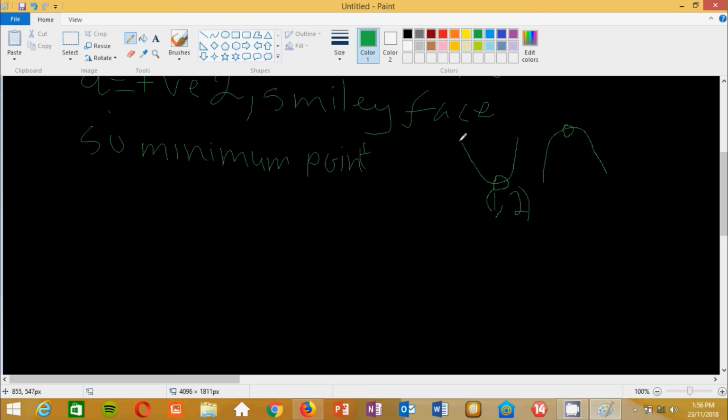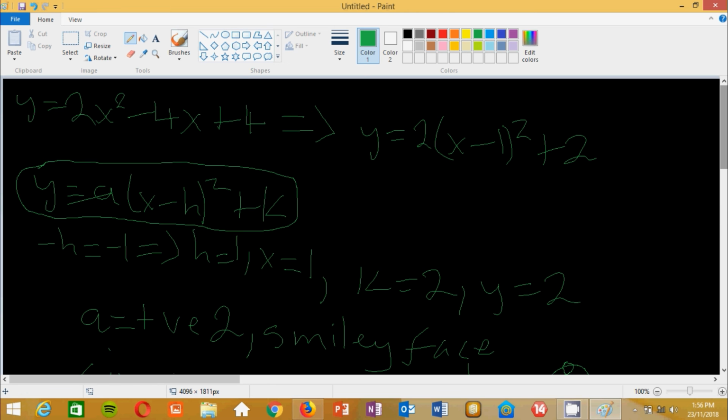So we know when we sketch our graph, it's going to look like this, and this is going to be the turning point, this is going to be the minimum point. So the next thing we would need to do is to find out where the graph cuts the x-axis and the y-axis. So these 2 points and this point right here. So that we are going to look at in the next video.